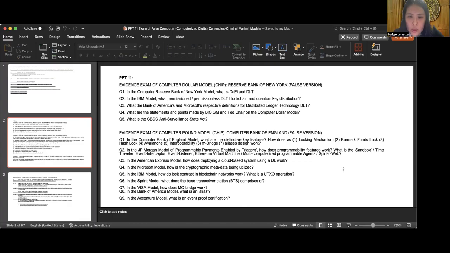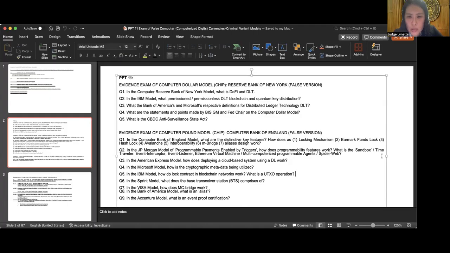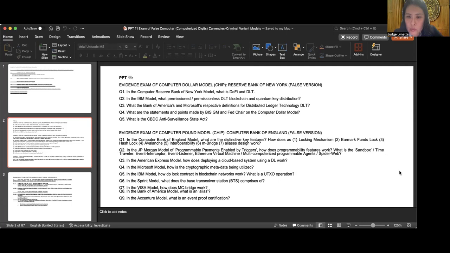Time traveler, event interceptor, event listener, Ethereum virtual machine, multi-computerized programmable agents, spiderweb. Question 3, in the American Express model, how does deploying a cloud-based system using a distributed ledger work? Question 4, in the Microsoft model, how is the cryptographic metadata being utilized? Question 5, in the IBM model, how do log contract in blockchain networks work?